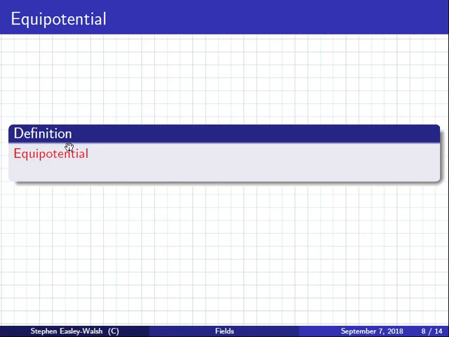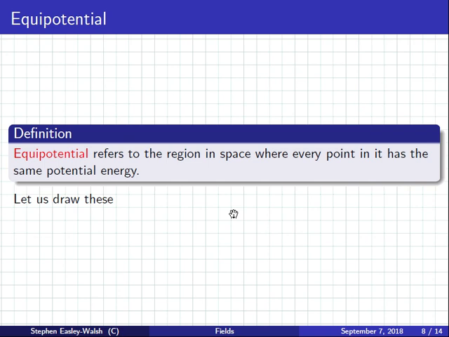The equipotential lines refer to the part of space where every point in it has the same potential energy. That's the definition. And I drew them. But what I'm going to do next is, for the 4 pictures, we'll draw the potential lines in a moment. But first, if you can write that definition down, equipotential.